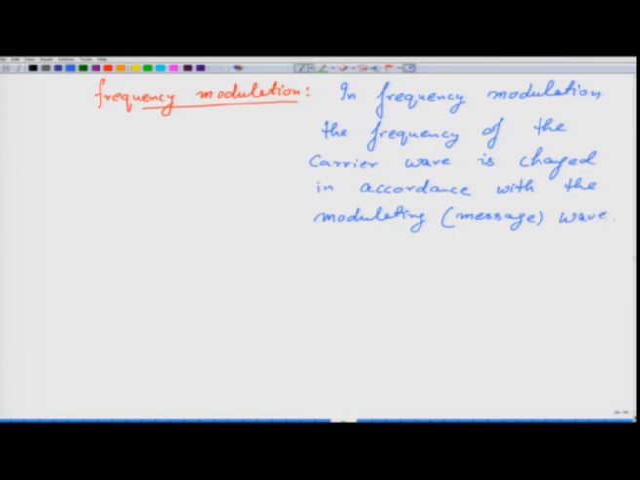So, if we represent the electric field of the carrier once again as E_c = E_c0 sin(omega_c t), this is our carrier wave, and the electric field of the message wave, or let us say modulating, as E_mod = E_m0 sin(omega_m t).